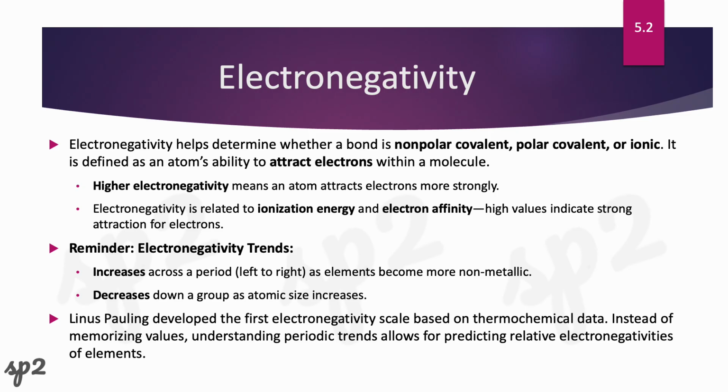Now, we do have some scales and some values. For example, Linus Pauling's scale is one of them that helps us to understand the trend in our electronegativity and the polarity of our bonds, based on thermodynamic data. But we try to really focus on the periodic table and use the table to predict the relative electronegativity differences between our atoms, if that makes sense. Okay.